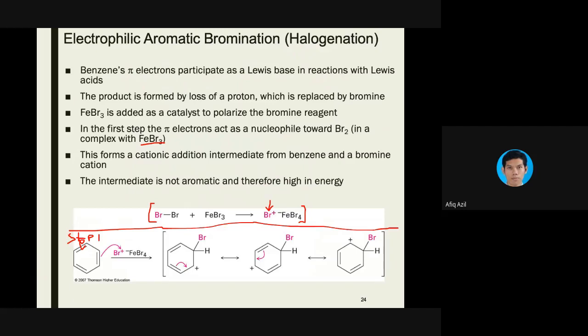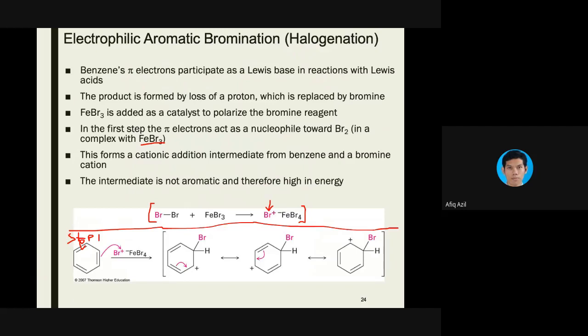So the first step is that the electrons from one of the double bonds will be given to this bromine. So this bromine will be bonded to the ring, and this hydrogen will be removed altogether. It will form this intermediate cation, known as the arenium ion, or also known as the delocalized cyclohexadienyl cation.